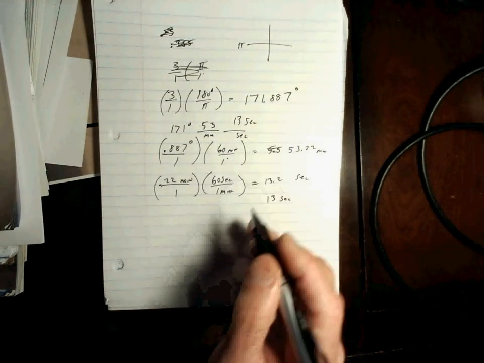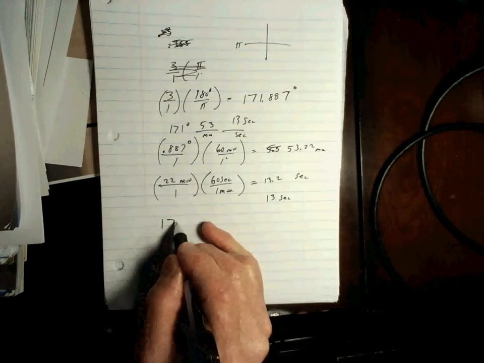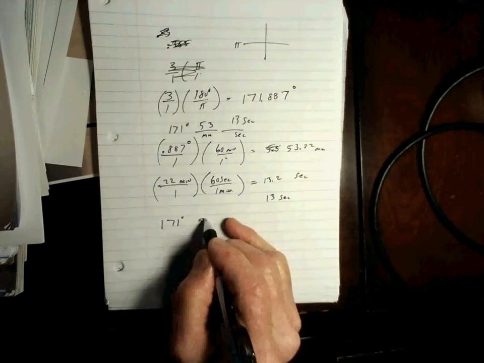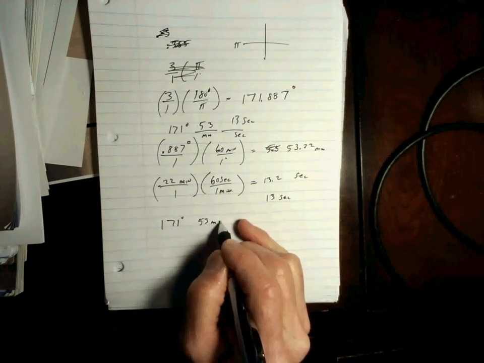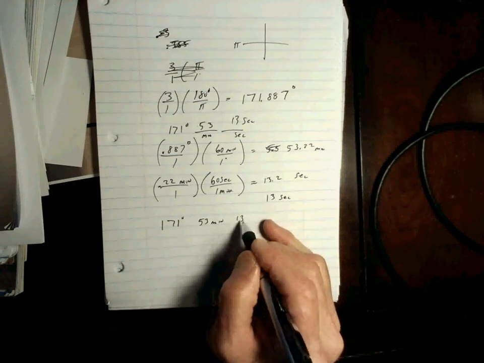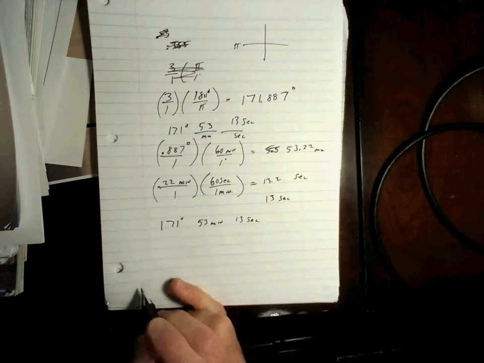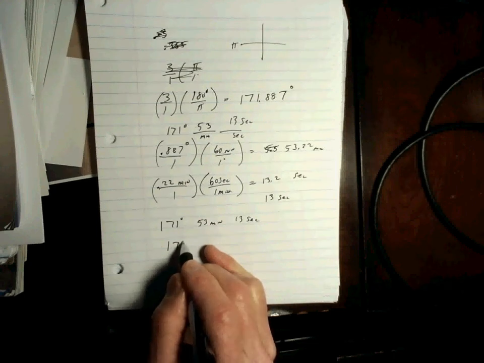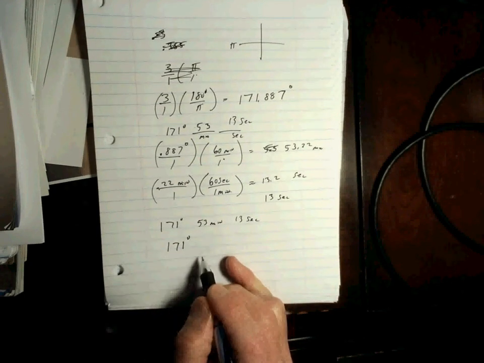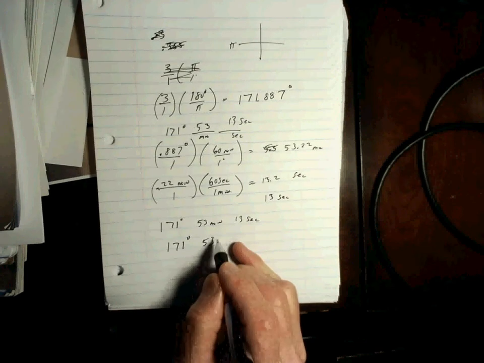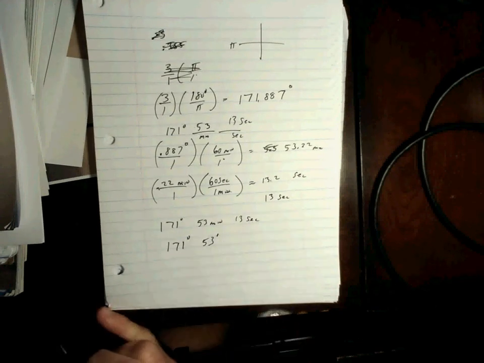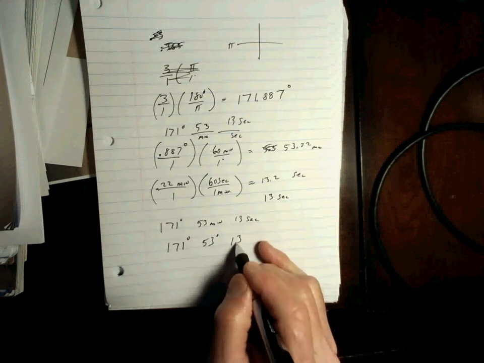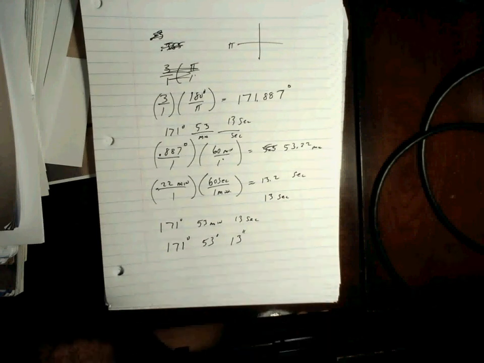So if we indicate our work here, I got 171 degrees, 53 minutes, and 13 seconds. If I use the proper unit notation, I got 171 degrees, 53 minutes with a single tick mark there, and the double tick mark for the seconds.